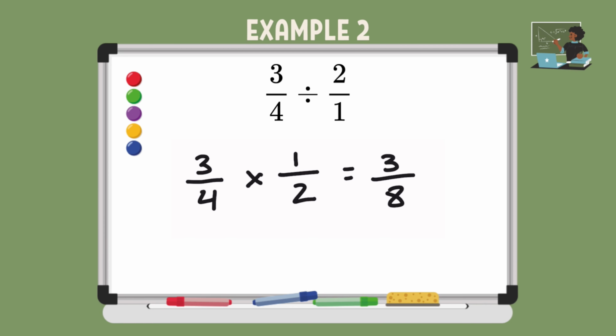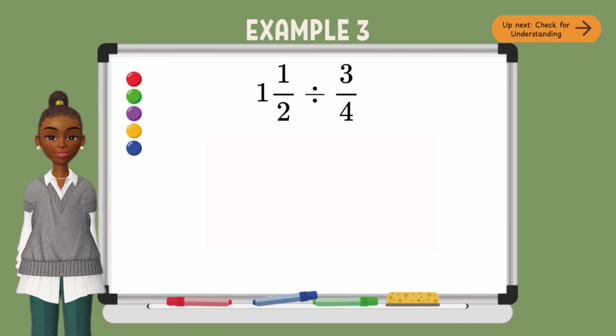3 times 1 is 3, 4 times 2 is 8, and that gives us our final answer of 3 over 8. This is a simplified version, and I did not manipulate the fraction problem, so therefore this is the only correct answer. Example 3. We have a mixed number divided by a fraction.